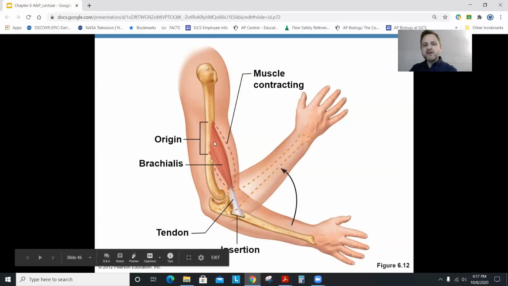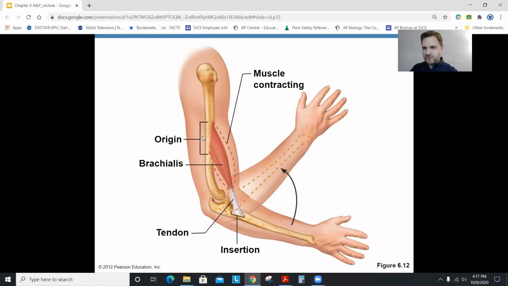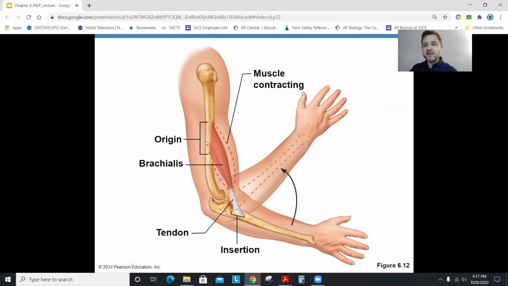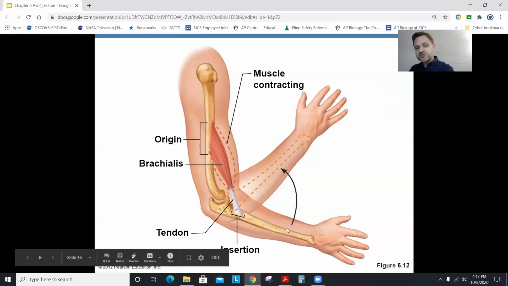So think of it this way: when you're flexing your bicep, the origin is not moving. The insertion is moving. So the origin is usually the immovable attachment, and the insertion is the movable attachment. So basically, you move the insertion toward the origin. All right.